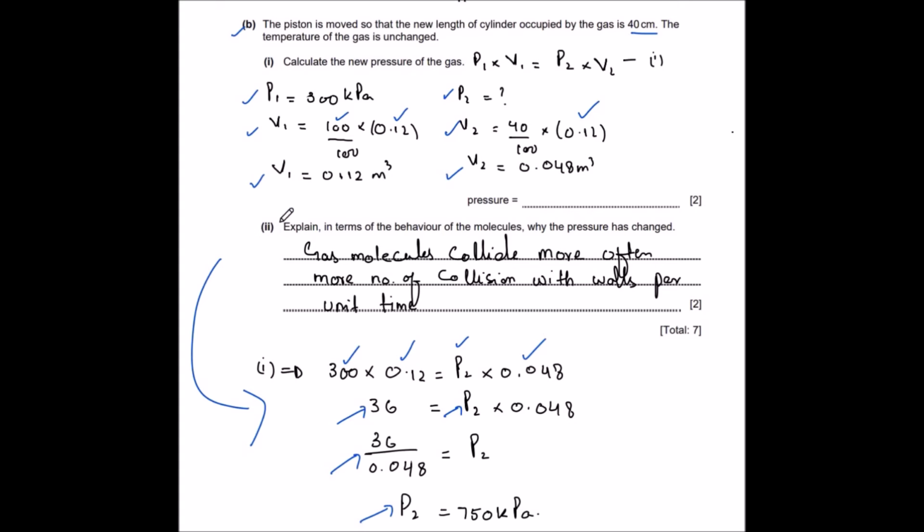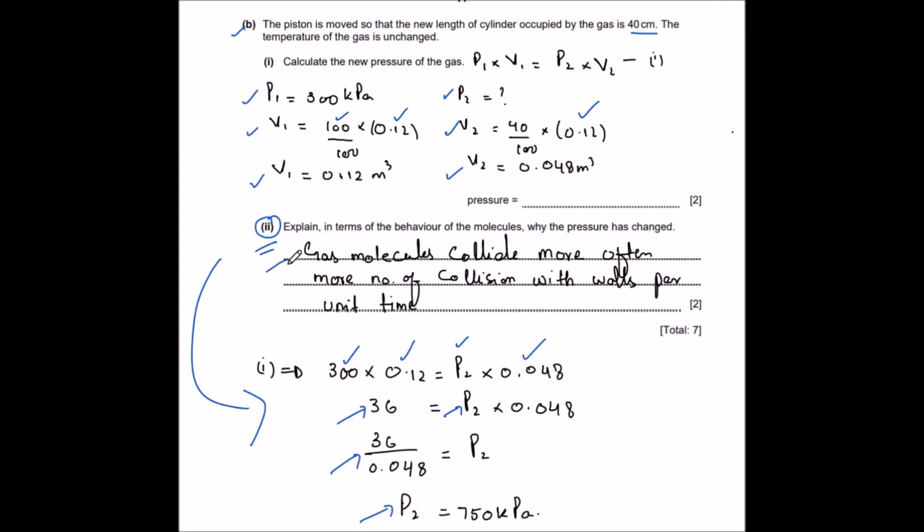The last part of this question, look at this. Explain in terms of behavior of molecules why the gas pressure has changed. You know well, when the piston moves and the length is reduced to 40 centimeter, that causes a small volume or a small capacity. When the volume is small, due to this less availability of space, gas molecules hit the wall of the cylinder frequently, or they make more collisions in the given time. So that's why the pressure increases.